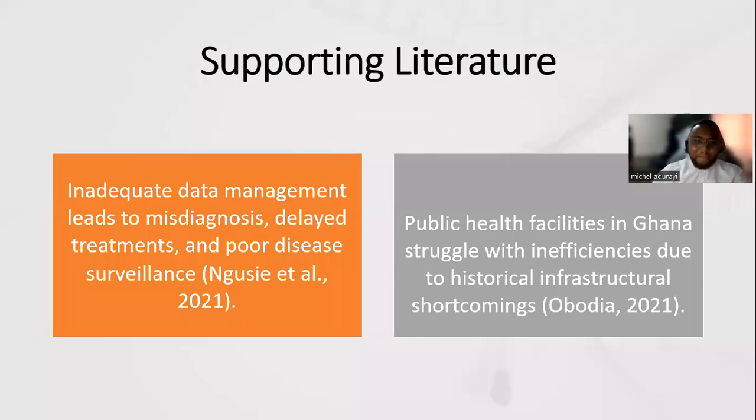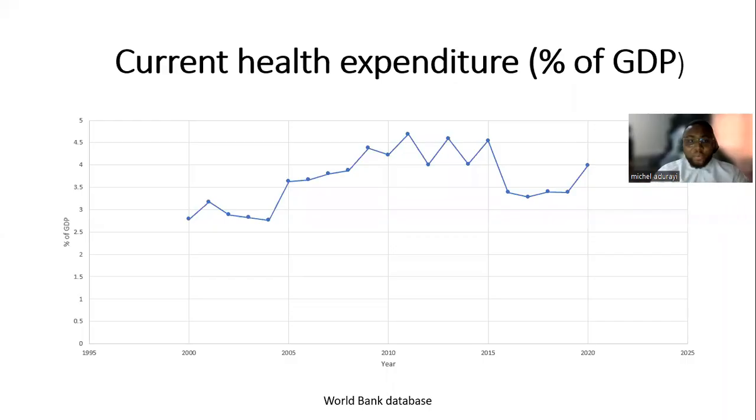You can see that there are actually a lot of studies, but these are the few we point out. In Ngozi et al., he said that when you look at Africa in general, our inadequate data management system leads to misdiagnosis, delayed treatment and poor disease surveillance. And that is very true. You also look at Obodai, who says there are huge infrastructure shortcomings in our public health care system. These are proof of what we are talking about.